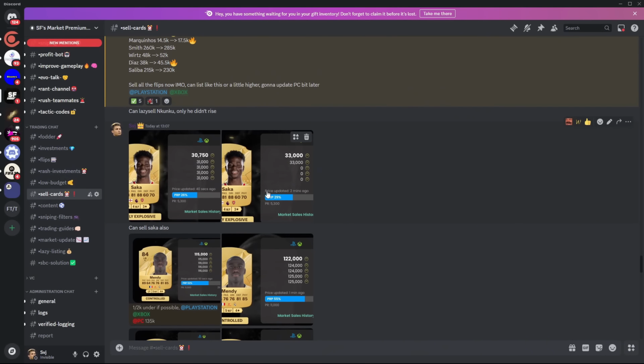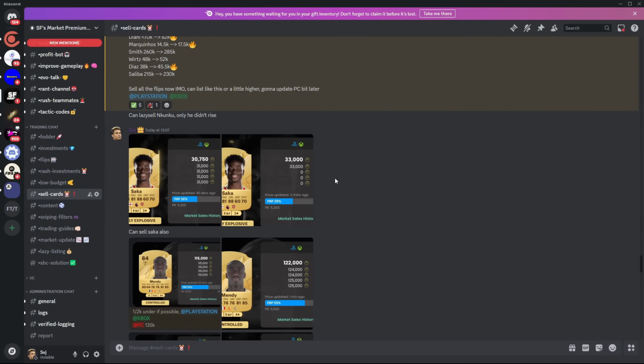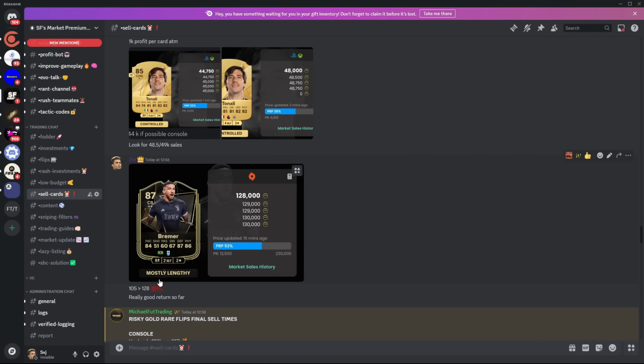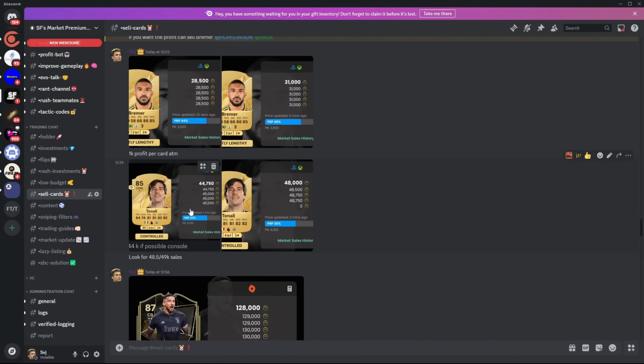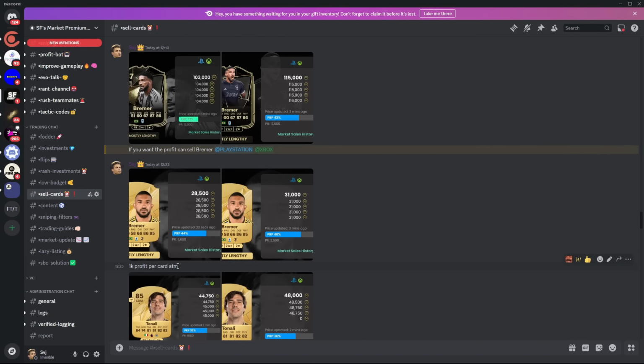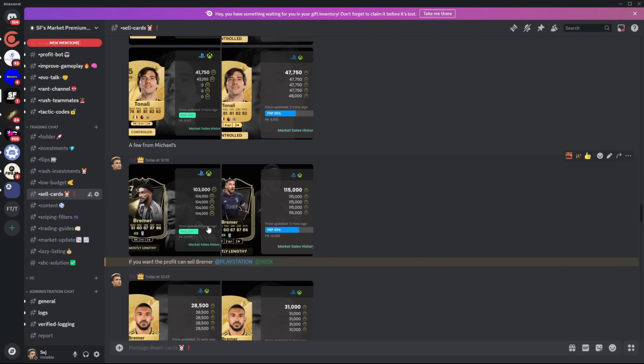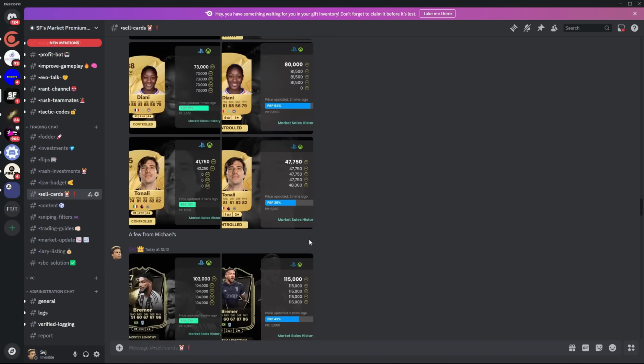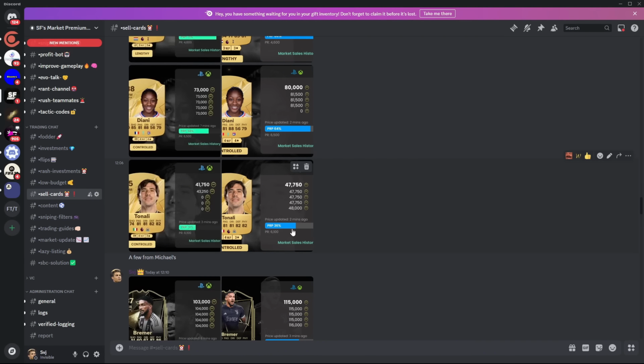Mendy, 115 to 125k. Saka, 30 to 33. By the way, Saka went all the way to 36. So Saka, very, very good profit. Bremer on PC, 105 to 128. Tonali on console, 44 to 48. Bremer, obviously, first sale window at 1k per card. We have Bremer on console, 105 to 115. Tonali again, 41 to 48.